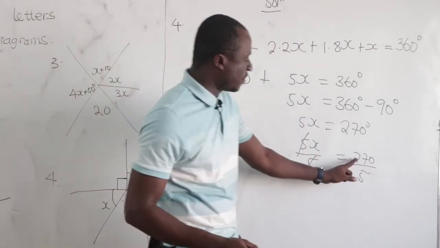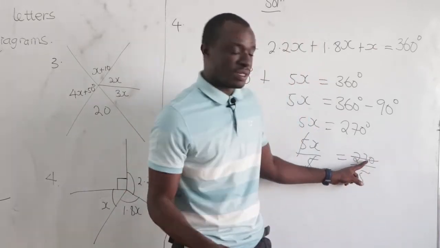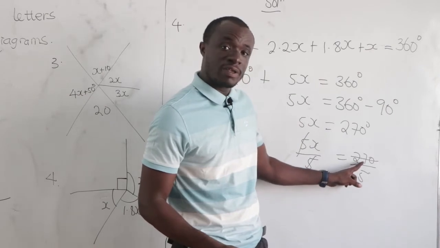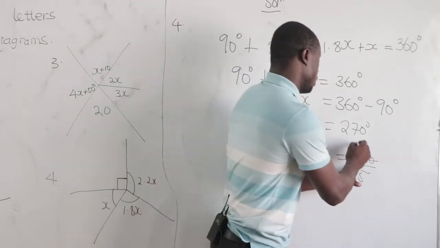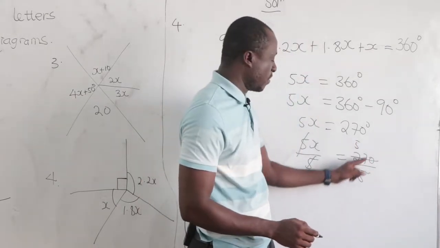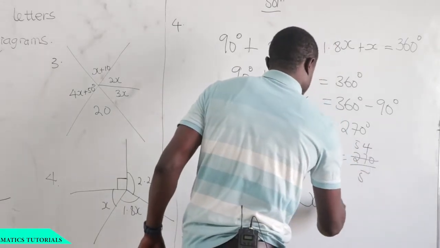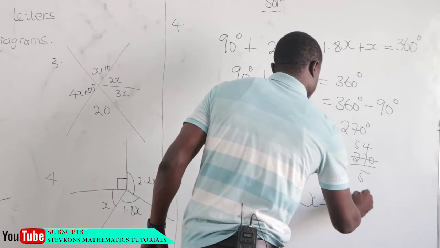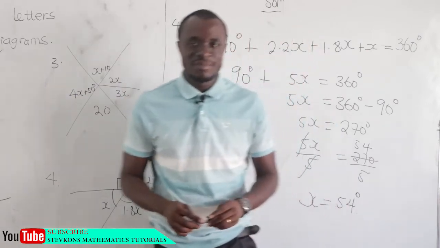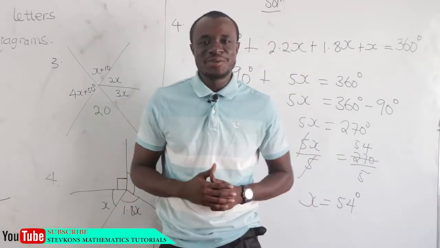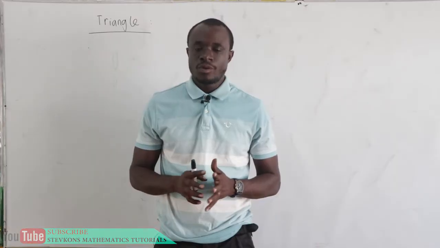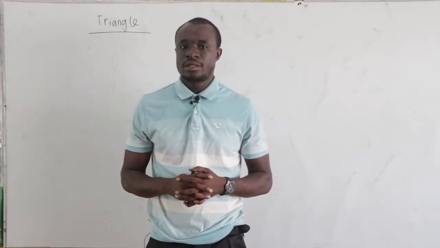Now how many times will 5 go into 27? That will be 5 times 5, 25. What is remaining? 2, so that will be 20. 5 will go into 20, that is 4. So we have our x to be equal to 54 degrees. I believe you enjoyed the lessons. So easy. We would like to look at triangles now.